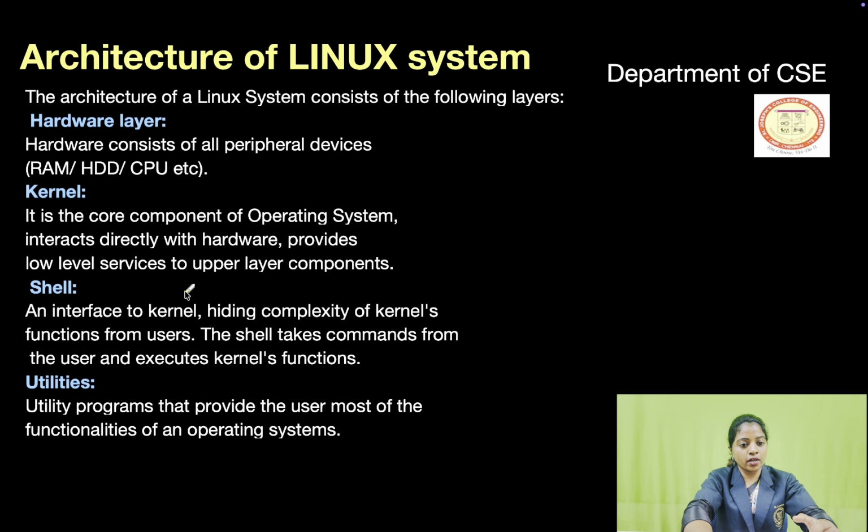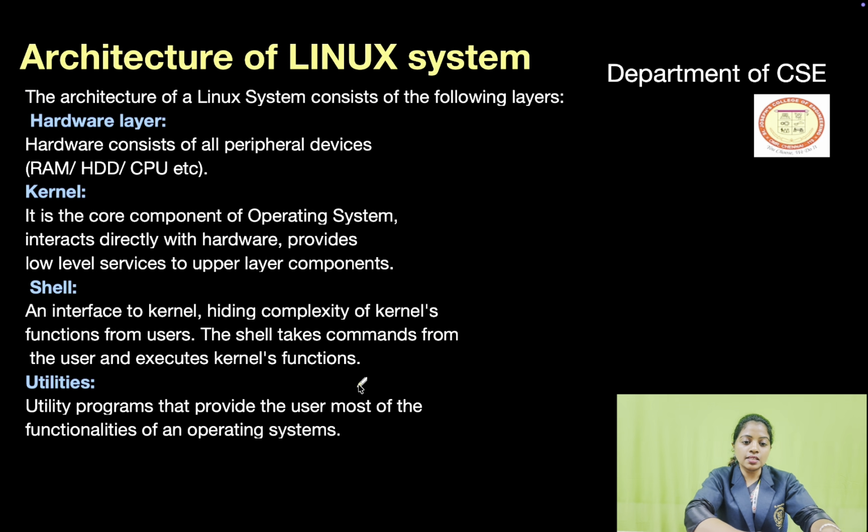And the third component is the shell. The shell is an interface to the kernel. It hides the complexity of the kernel's functions from the user. The shell takes commands from the user and executes the kernel functions. And the fourth layer is utilities. Utility programs provide the user most of the functionalities of the operating system.